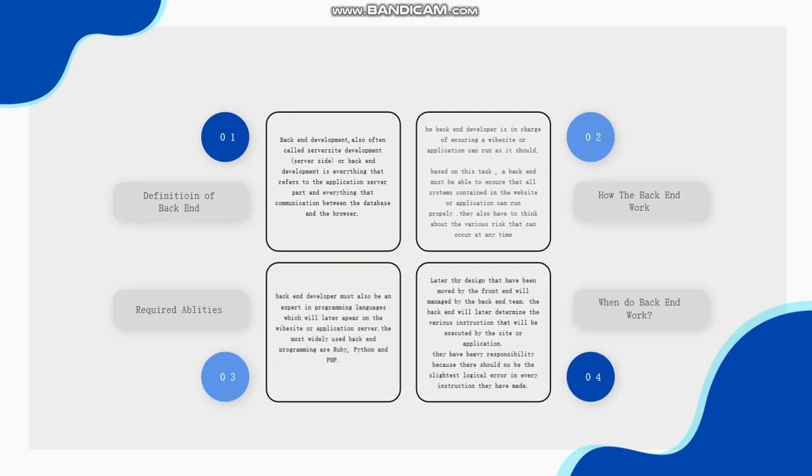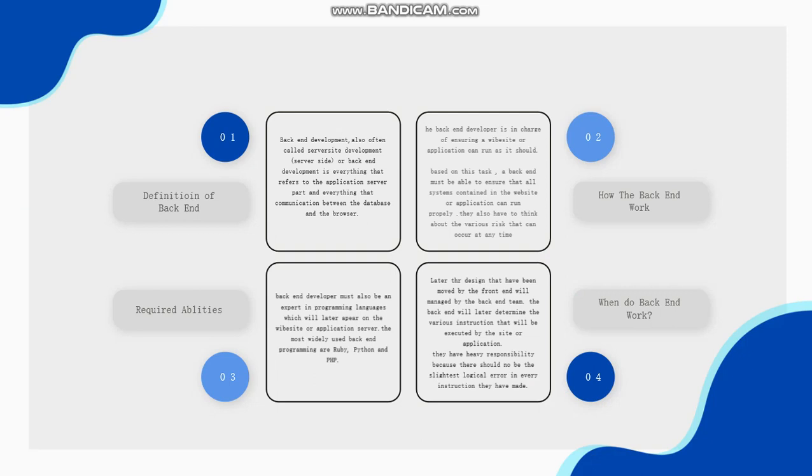2. How the backend works. The backend developer is in charge of making a website or application run as a whole. Based on the tasks, a backend must be able to ensure that all systems contained in the website or application can run properly. They also have to think about various risks that can occur at any time.